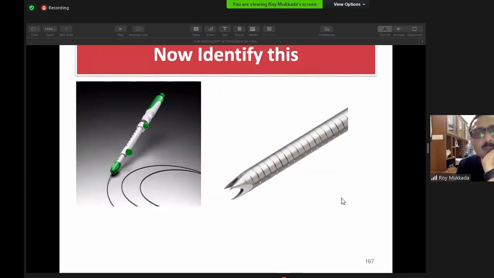Okay, Expect. So what is this? This is an Acquire FNB needle. The tip is Franseen. Okay, this is for biopsy, FNB. Yes, FNB needle. That's right. Which one is good? So now studies are showing FNB is better than FNA.